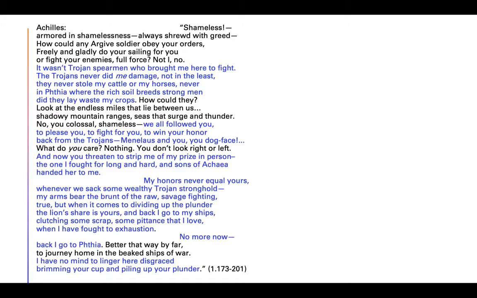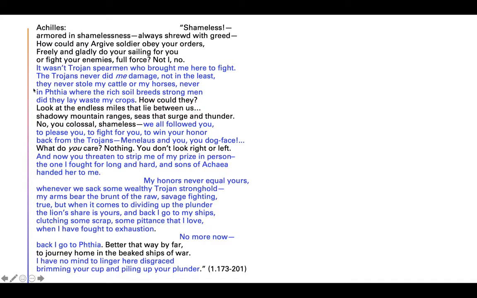Okay, so it's kind of confusing, but here are his lines talking about it. I might not read this whole thing, but this is Achilles talking about Agamemnon. He's calling him shameless, armored in shamelessness, always shrewd with greed. How could any Argive soldier obey your orders? Not I, no. It wasn't Trojan spearmen who brought me here to fight. The Trojans never did me damage, not in the least. They never stole my cattle or my horses, never. In Phthia, where the rich soil breeds strong men, did they waste my crops.